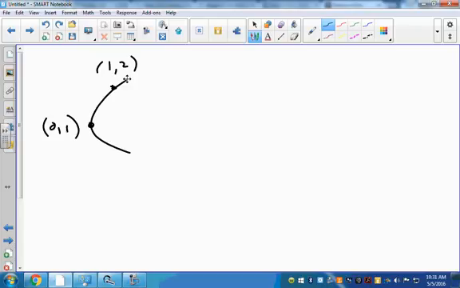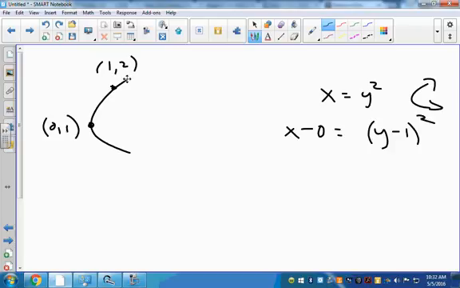Well, I note first of all that it looks like this: x is y squared. The next thing you throw in is the h and the k. So that would be x minus 0, y minus 1. Okay, so there's the h and the k put in. We have one more thing we have to figure out, and that's this 1 over 4p. I don't know what p is yet.